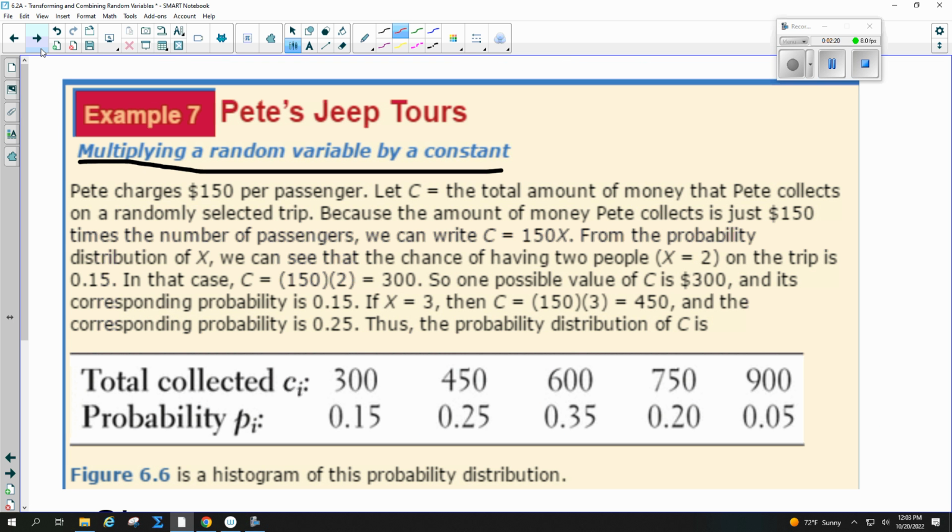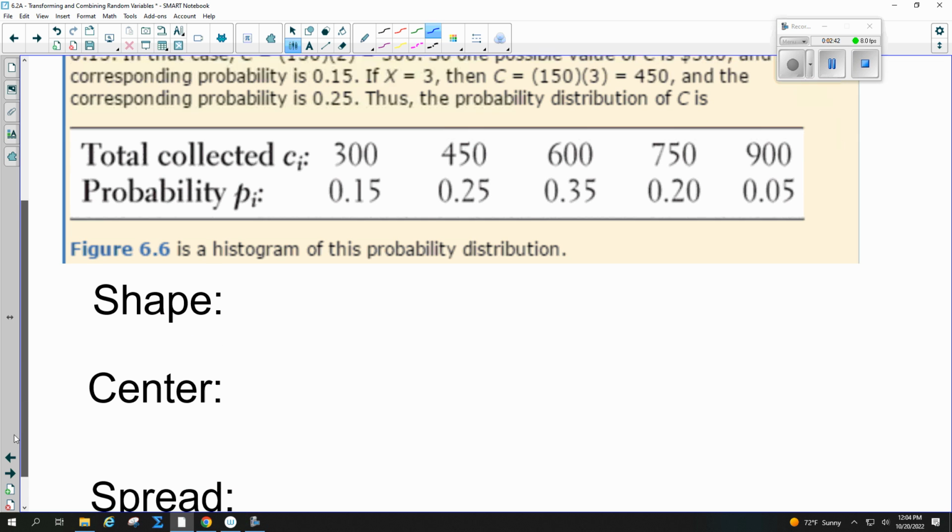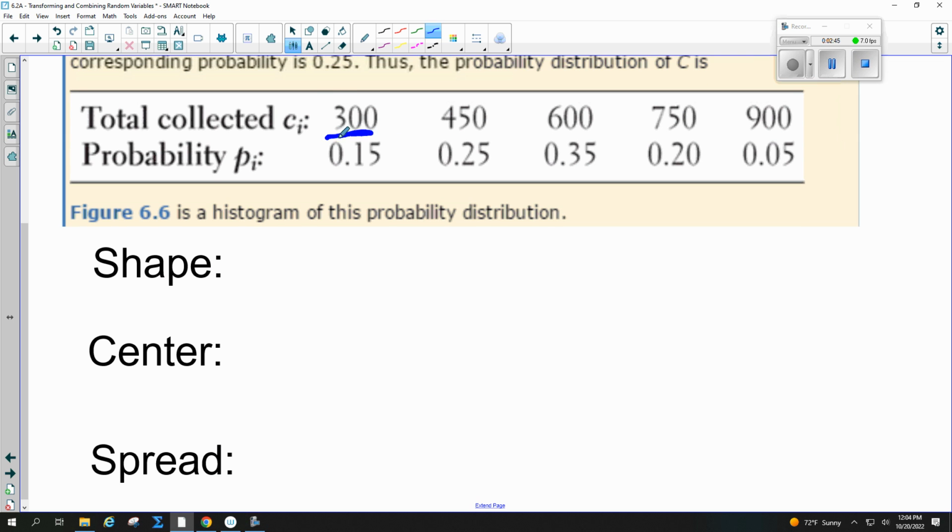All right, so now for the new stuff. Pete charges $150 per passenger. We have a new random variable. So X was the number of passengers. C is the total amount of money that Pete collects on a randomly selected trip. Because the amount of money Pete collects is just 150 times the number of passengers, you can write the cost as so. All right, so they made a new table for you, you guys. And all this is here is it was 2 passengers times 150 bucks a person. And this was 3 passengers times 150 bucks a person, and 4 passengers, etc., okay?